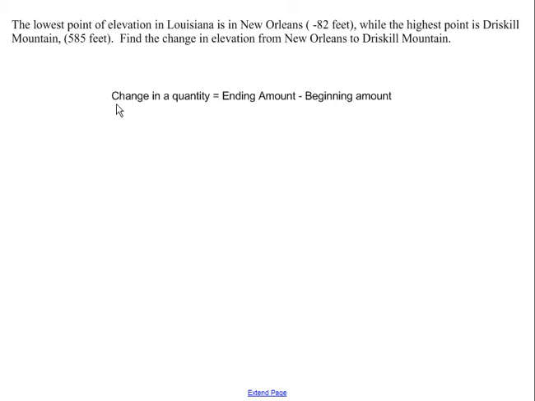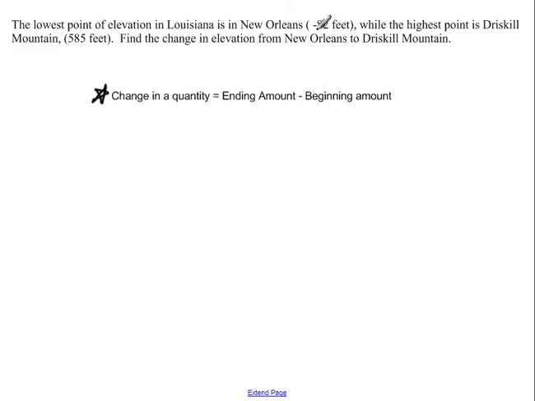So we're trying to find the change in a quantity. So we want to go back to this idea that we've seen, that to find the change in a quantity, we want to take the ending amount minus the beginning amount. And we certainly want to pay close attention to which is the ending and which is the beginning, because the order that we do the subtraction in is going to matter a lot in terms of the sign of the change that we're going to end up with.